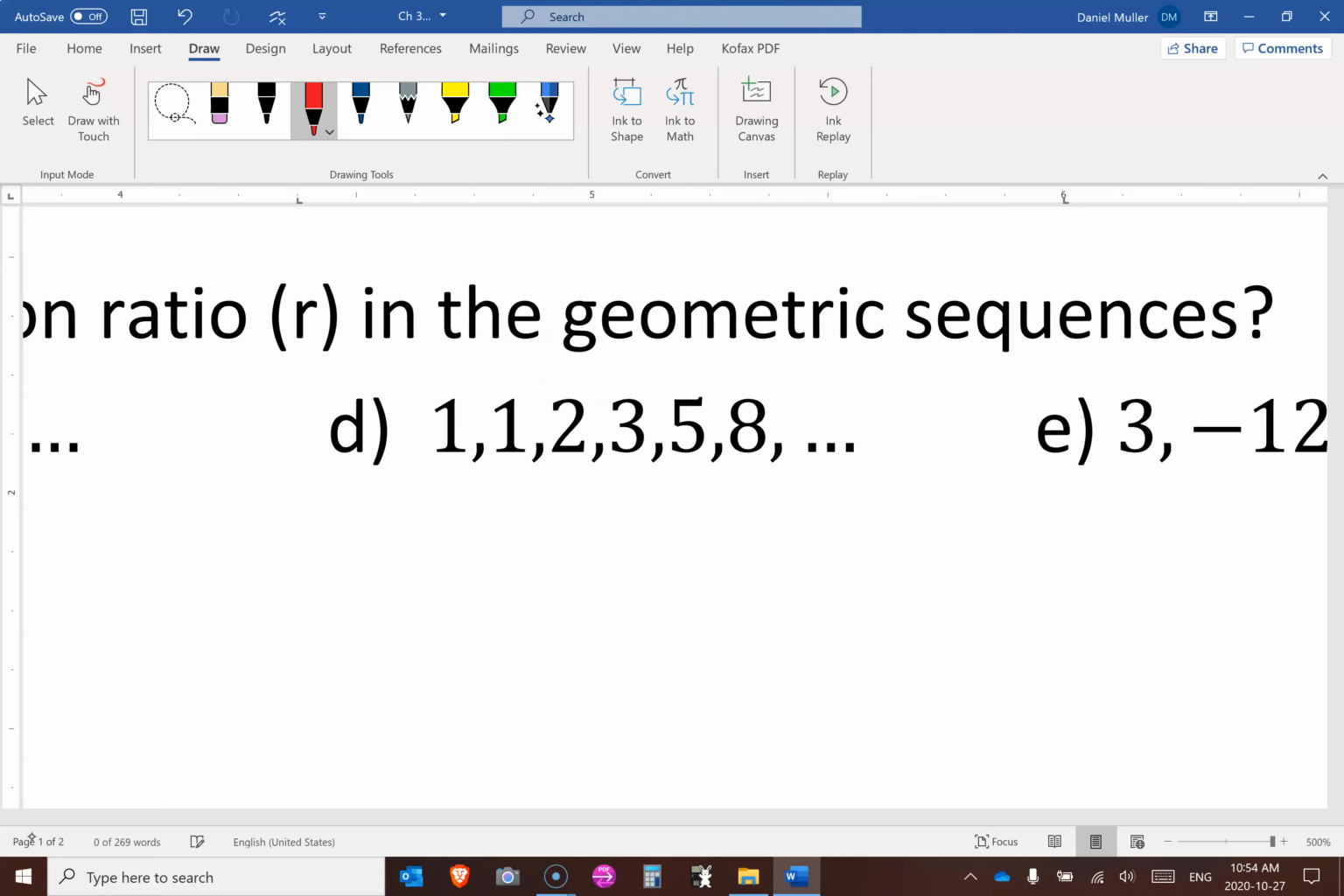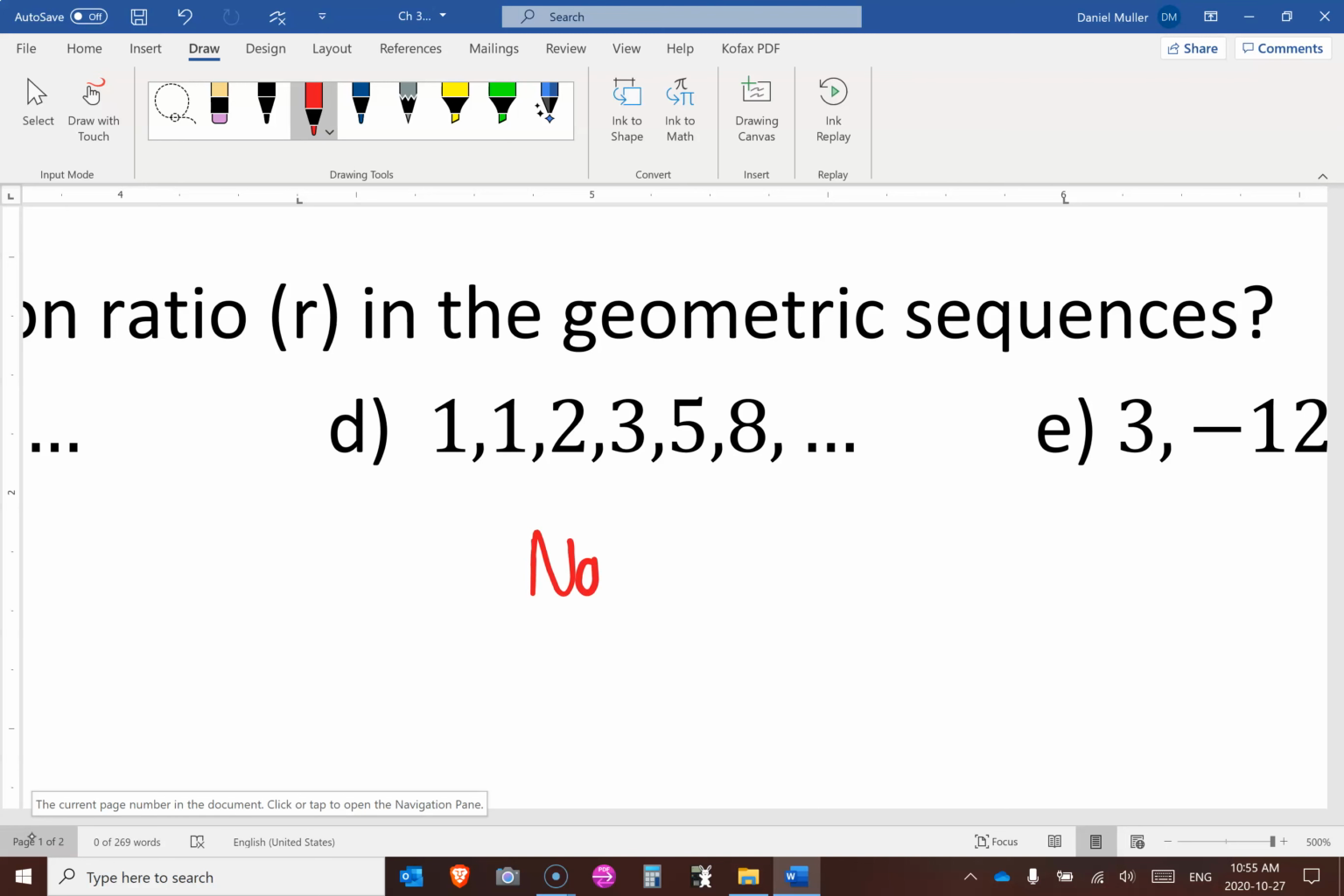So there actually is a pattern here. It's weird, but 1 and 1 gets you 2. 2 and 1 gets you 3. 2 and 3 gets you 5. 3 and 5 gets you 8. So every number is made up of the previous 2 numbers being added. But that doesn't matter. No, it is not geometric.